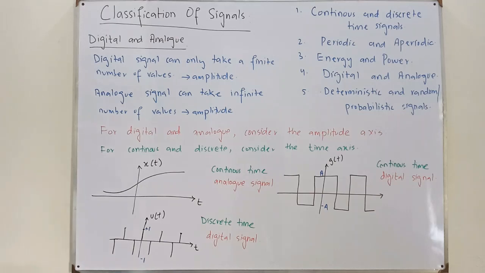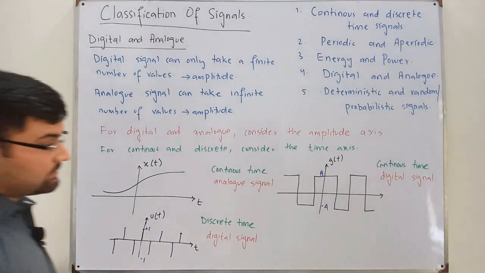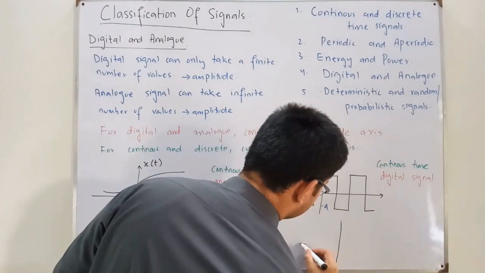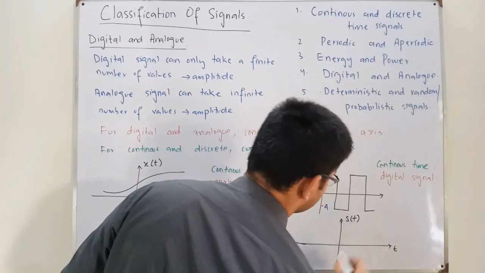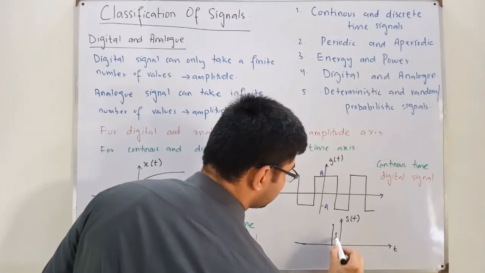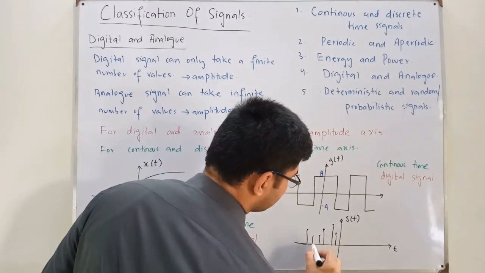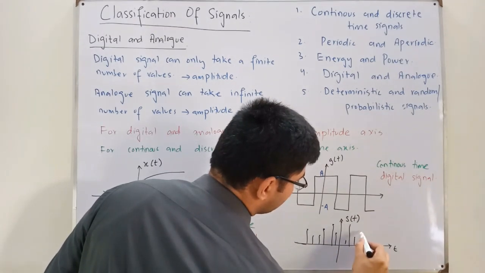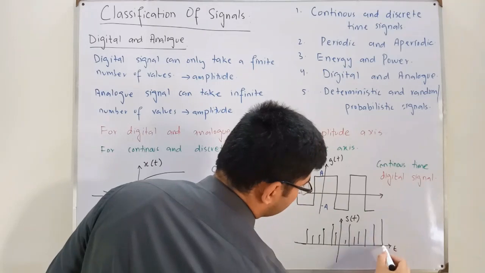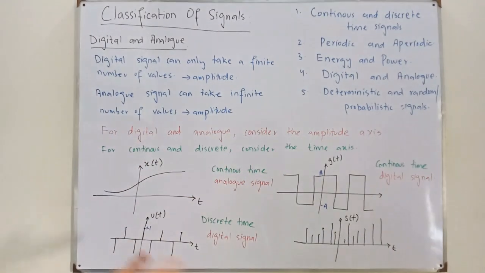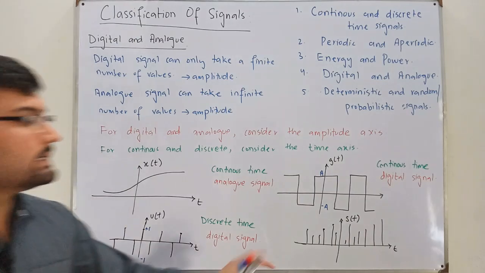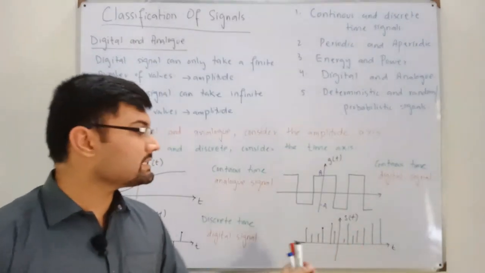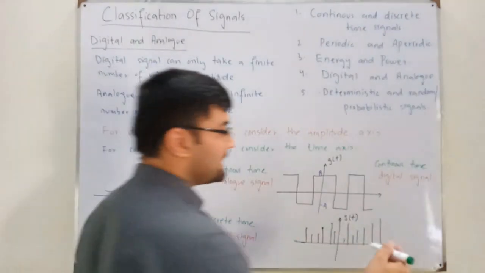Now let me check if I have a discrete time analog. Yes. Alright. So let's say the function is like this. This is time, and the function is, let's say, s of t. First have a look at the x-axis, the time axis. It is discrete. It is not defined for any value. It is defined for a particular set of values. So this is a discrete time.